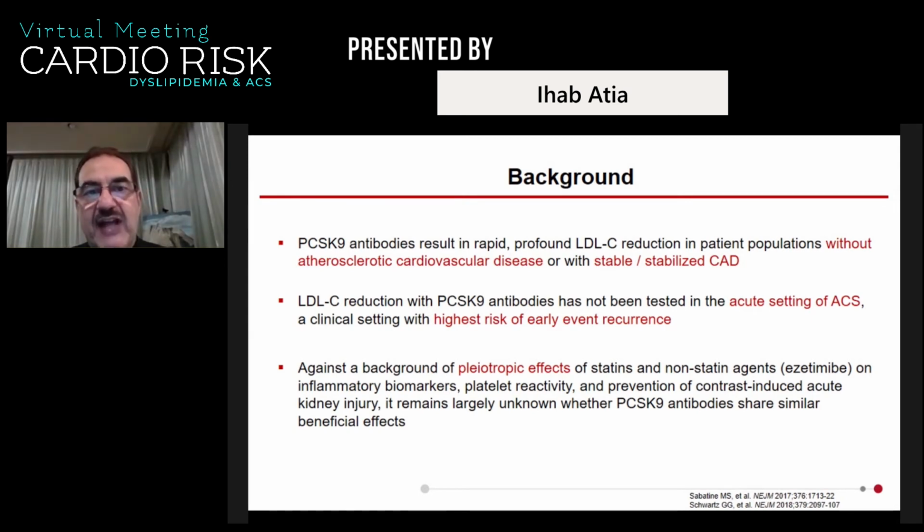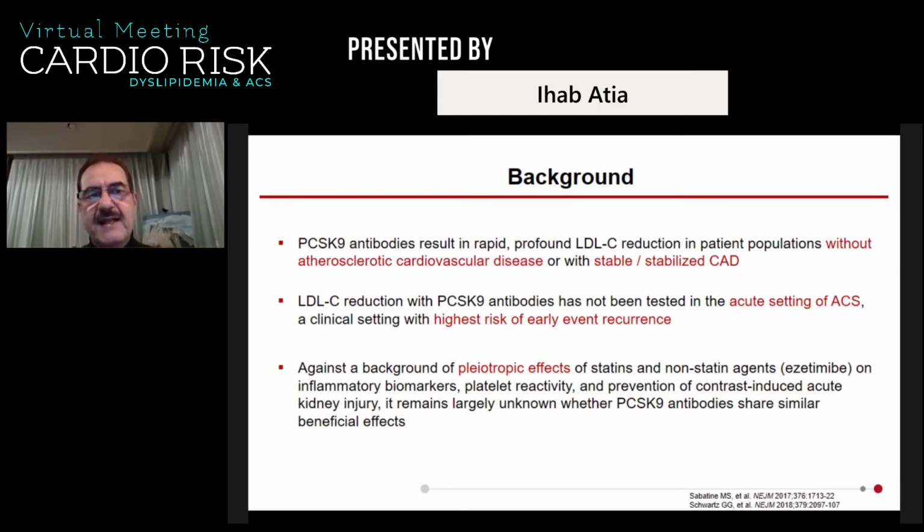And it was a challenge because it is against a background of the pleiotropic effects of statins and non-statins like ezetimibe. Like I said, they have pleiotropic effects on inflammatory biomarkers, platelet reactivity, and prevention of contrast-induced acute kidney injury. So how will the PCSK9 antibodies fare versus such a pleiotropic effect?